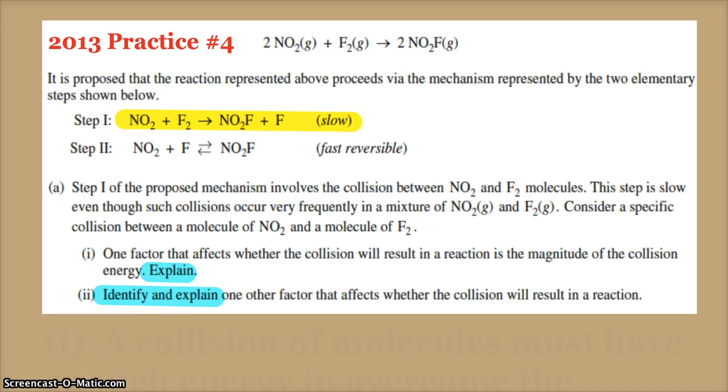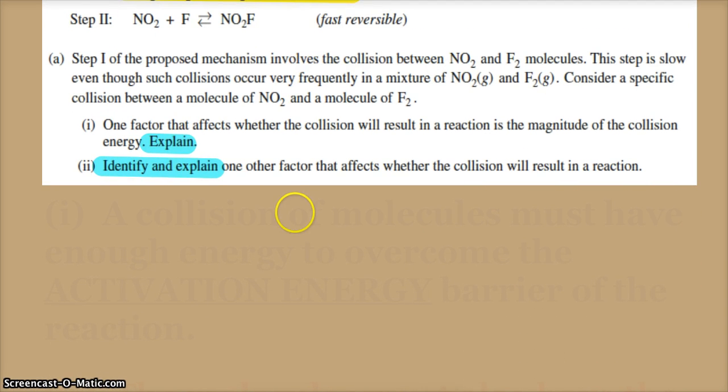So, part A here says, step 1 of the proposed mechanism involves the collision between a nitrogen dioxide and fluorine molecules. This step is slow, even though such collisions occur very frequently in a mixture of nitrogen dioxide and fluorine gas. Consider a specific collision between a molecule of nitrogen dioxide and a molecule of fluorine. One factor that affects whether the collision will result in a reaction is the magnitude of the collision energy. Explain. Hopefully that triggers a response in your head that you are dealing with activation energy, okay? And that is what hopefully you're thinking.